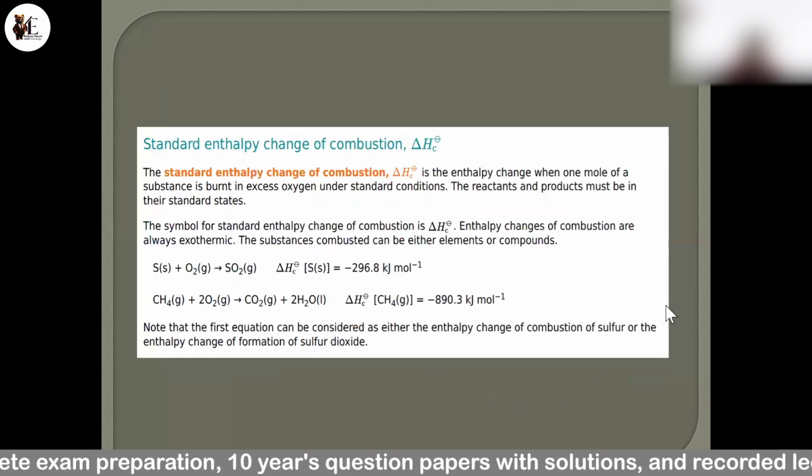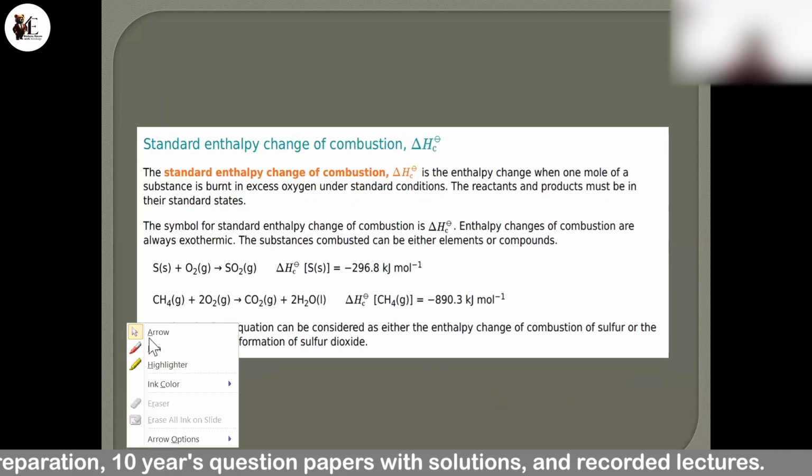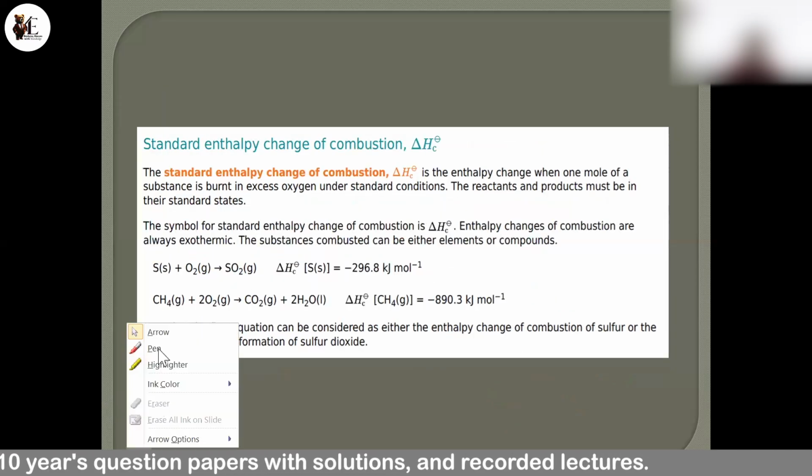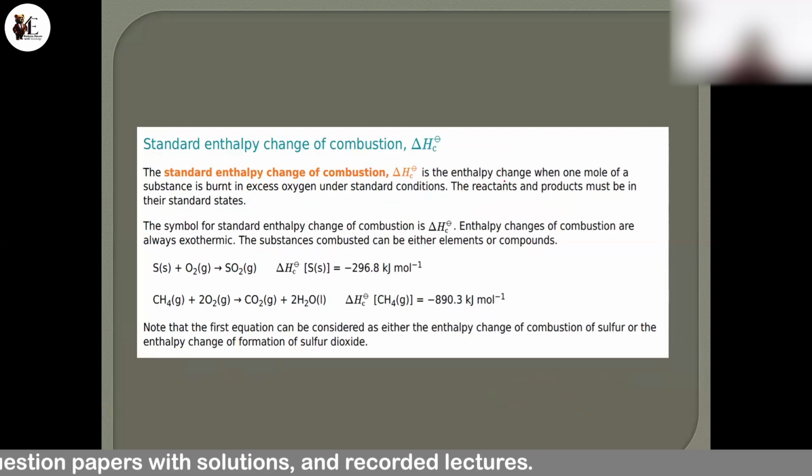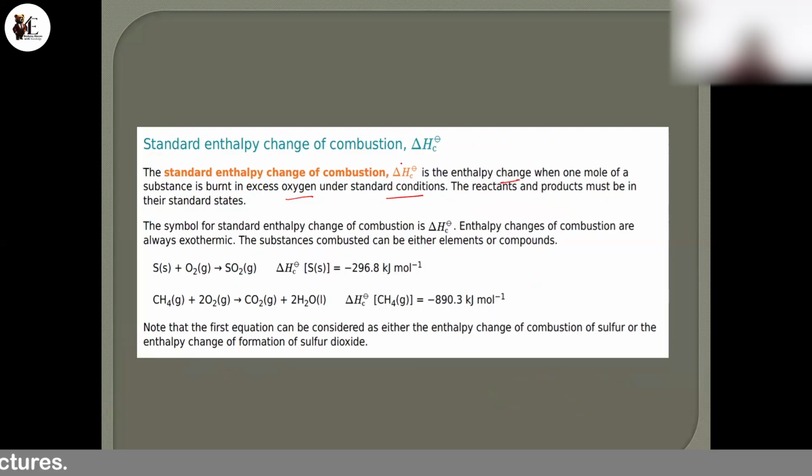Next, enthalpy change of combustion. This small c denotes combustion. It is the enthalpy change when 1 mole of the substance is burnt in excess oxygen under standard conditions. So what is standard enthalpy change of combustion? Enthalpy change when 1 mole of substance is burnt under standard conditions.